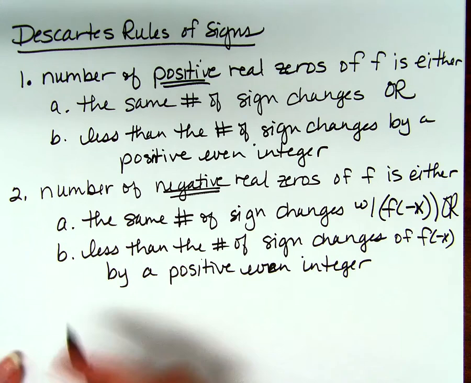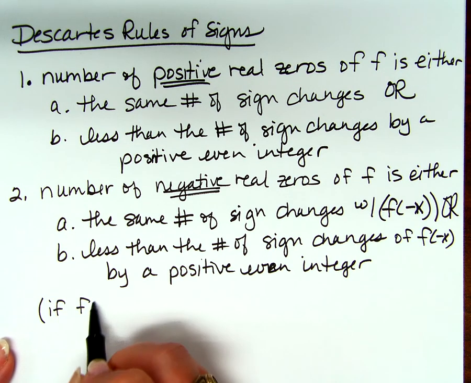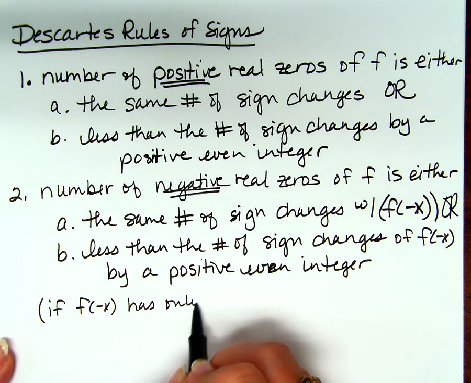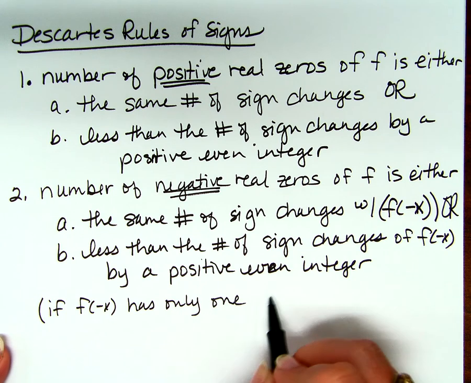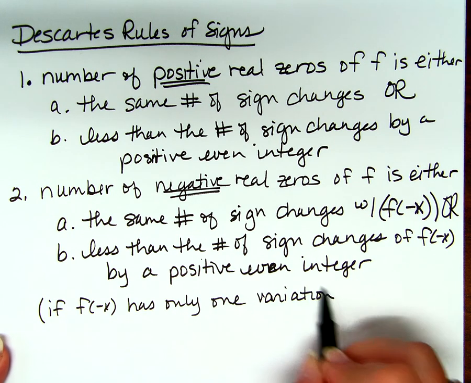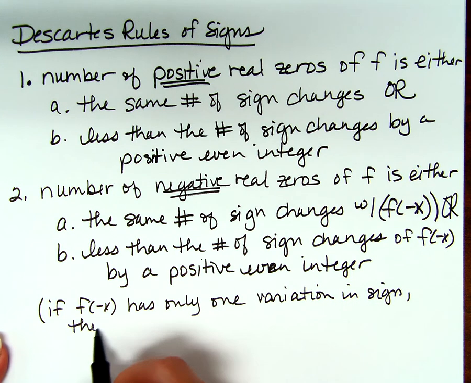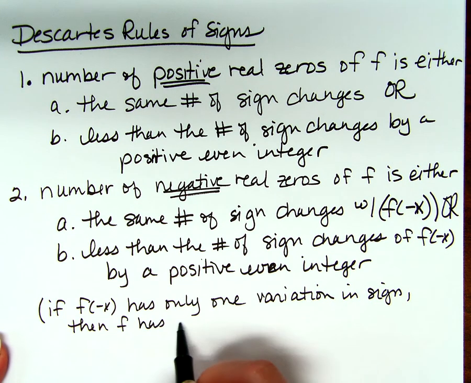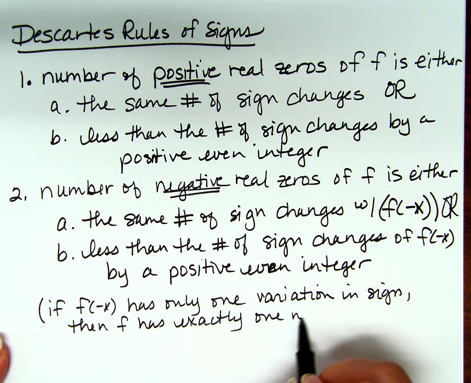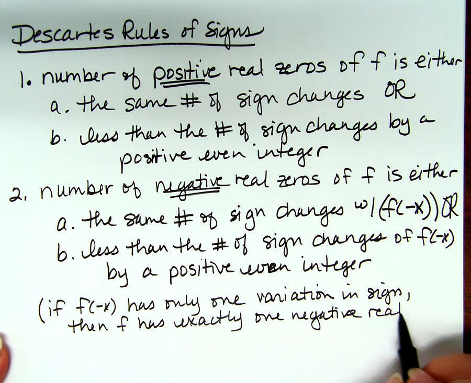There's one more thing we have to write under this one because it's kind of specific for this one. If f of negative x has only one variation in sign, then f has exactly one negative real zero.